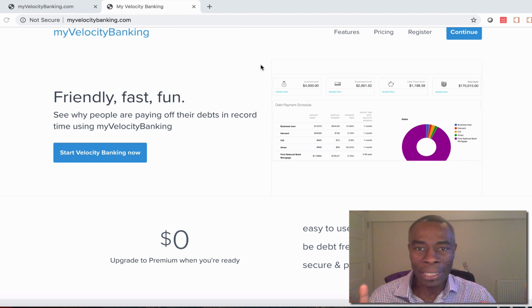So one of the basics of implementing the velocity banking strategy is to try and increase your cash flow. Now, there are multiple ways, but the fastest way to increase your cash flow is not to have anything going to savings, right? So you take everything that you were going to put into savings and put it towards your debt tool, and that increases your cash flow and pays down your debt faster.